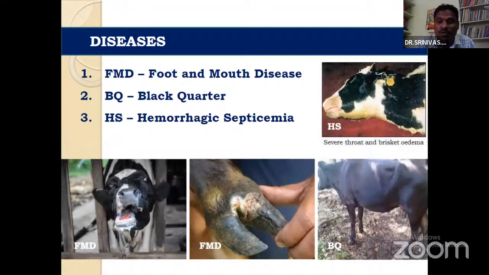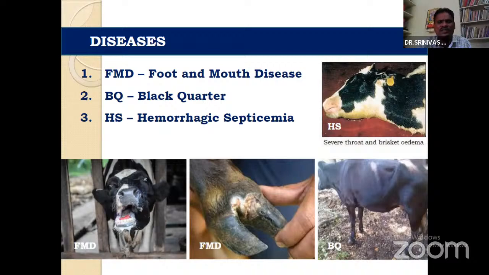Some people may think animals don't get diseases. No, it's not like that. Just like humans, animals also feel pain, so we should look after animals very carefully. These animals get various types of diseases. We get contagious diseases and non-contagious diseases, where communicable diseases are very severe. Communicable disease means the disease spreads from one animal to other animals.